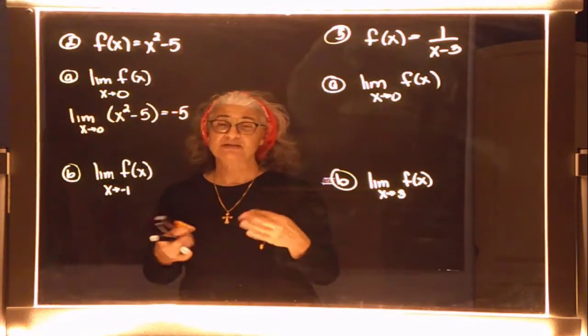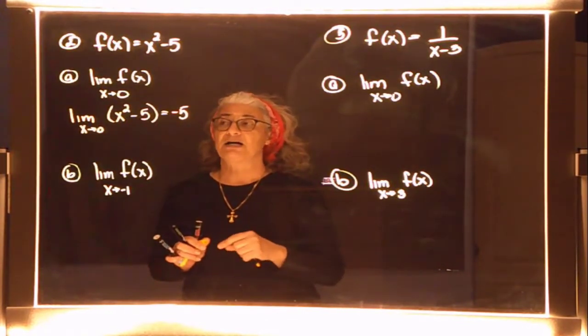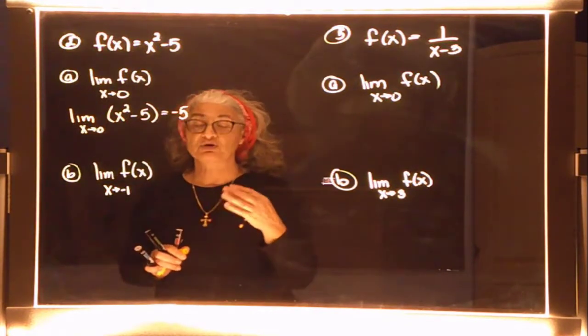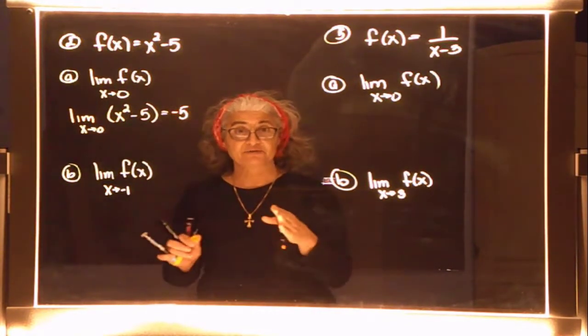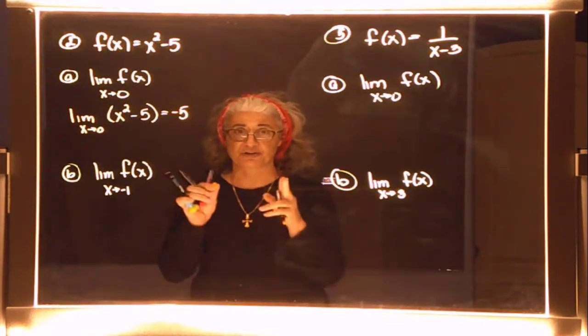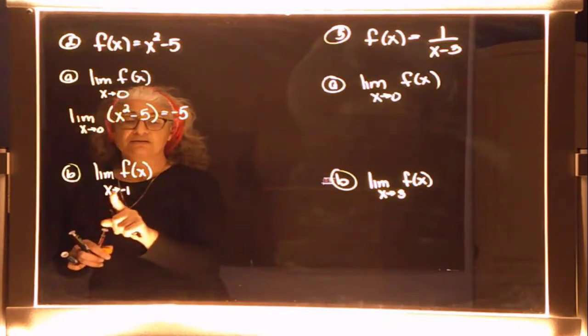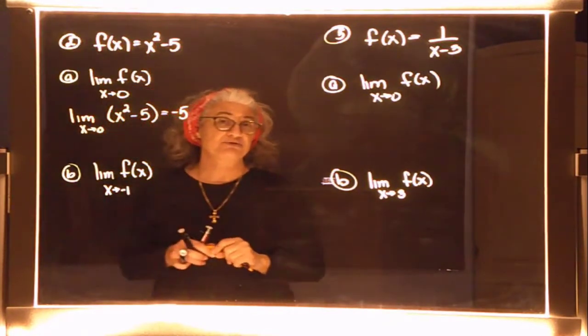Remember, some of these are very, very straightforward, so don't think too deep about it. It'll be more obvious when we look at it as a graph, okay? But for right now, I just need you to look at it algebraically, numerically. How about part B? Same function, the limit of f of x as x approaches -1.